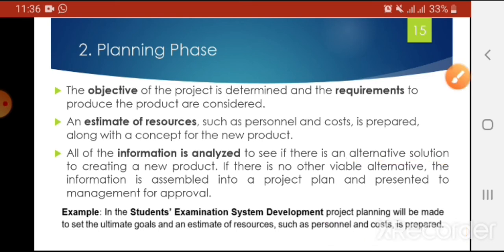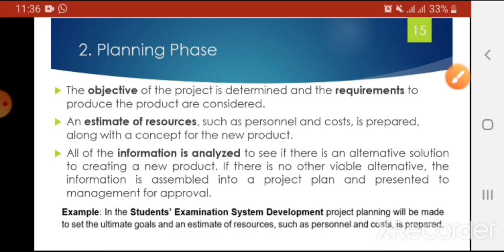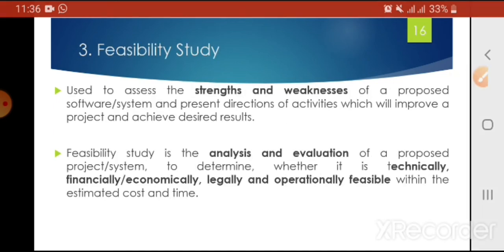For example, in the student's examination system development, project planning will be made to set the ultimate goals as an estimate of resources such as personnel and cost is prepared. In this phase, all the resources are to be estimated, like for example, how many persons are going to be engaged in that product, what will be the cost of that product. Like this, all of this planning is done during this planning phase.